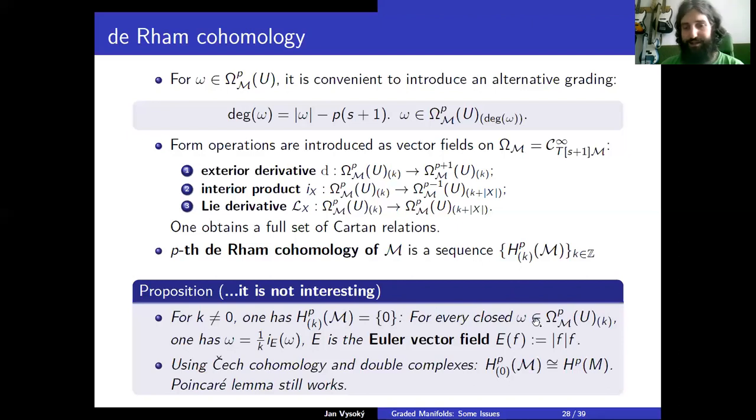And why is that? Because for any closed omega of degree k, there is a special vector field on every graded manifold which is called the Euler vector field, which simply multiplies a function by its degree. And therefore, you can write any omega as 1 over k... No, that's not true. There is a typo here, and there should be some omega prime here, and I'm claiming that omega is d omega prime.